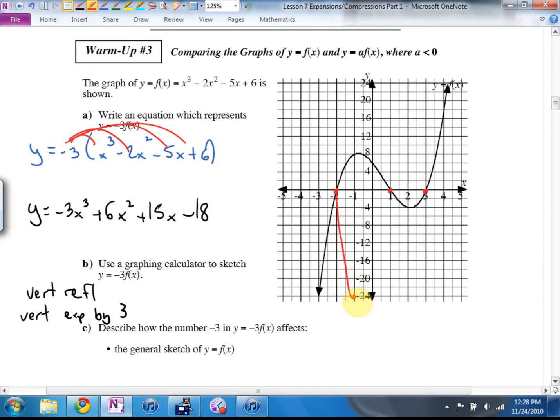Ooh, here's a good one. The y-intercept. How high is that? Look at the scale very carefully. 6. Reflect it. -6. Factor of 3. Are they connected? Yep. Oh, this one's invariant, right? Yep.